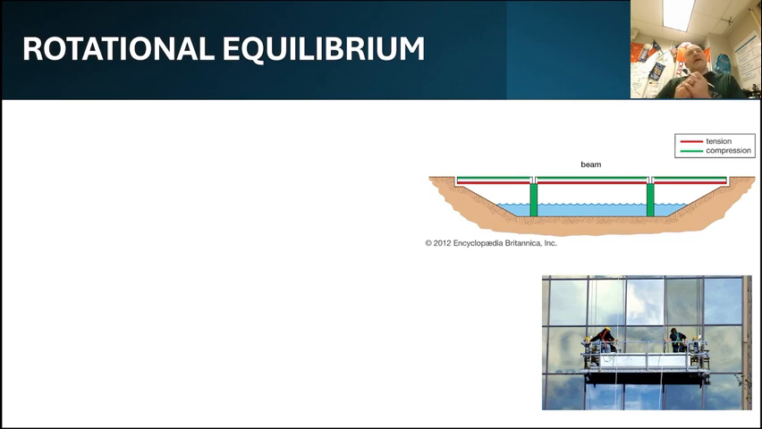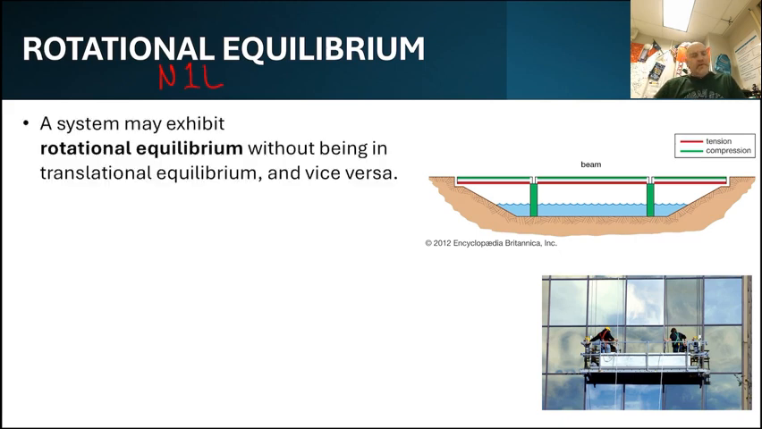The first thing, again, when we talk about laws of motion, we go back to Newton, right? So here we have rotational equilibrium. This is going to be our Newton's first law, okay? Because remember, the first law was inertia and equilibrium. A system may exhibit rotational equilibrium without being in translational equilibrium. This is our linear equilibrium, right? And this is our new topic.